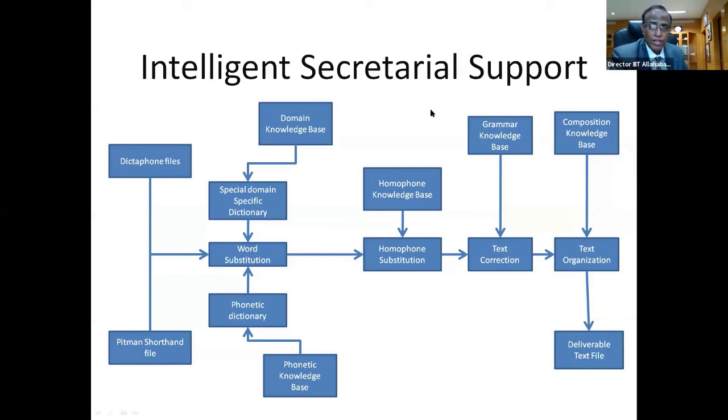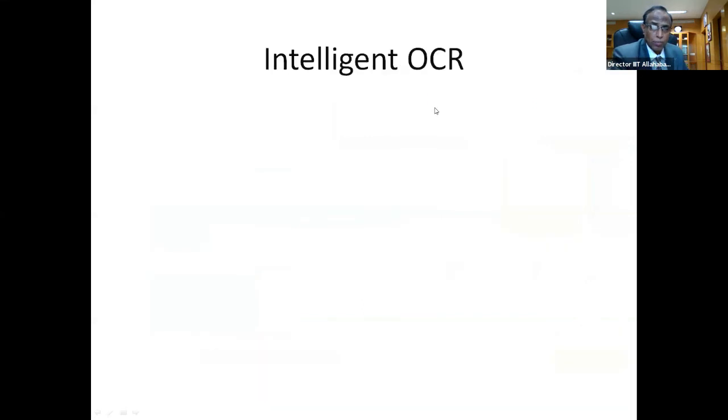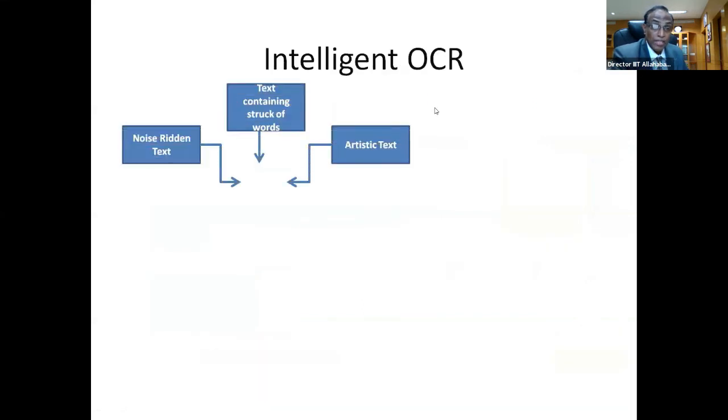When you can think of an intelligent secretarial support, you can also think of intelligent OCR. So noise ridden text can be the input. Please note that in the earlier example I told, for handwriting even today good OCRs do not exist. And this intelligent OCR, again an extension of machine learning, it must be, because of noise ridden text. It is also because of text containing struck off words, like in that example, rose is a beautiful flower having thorn.